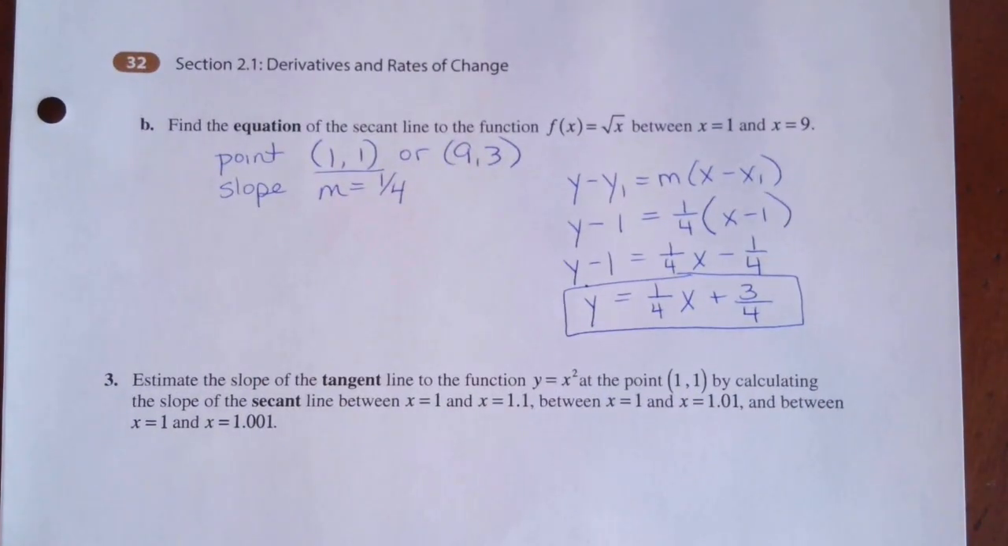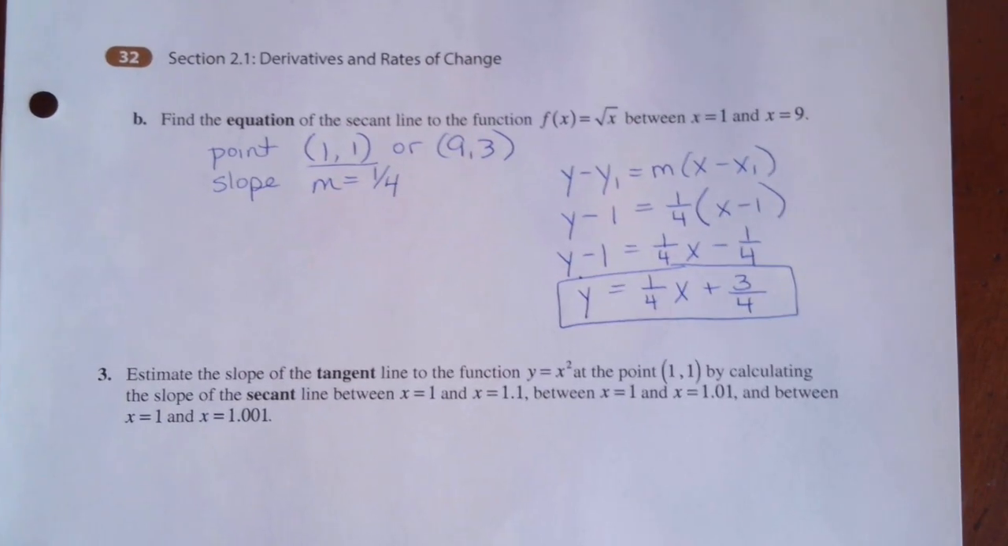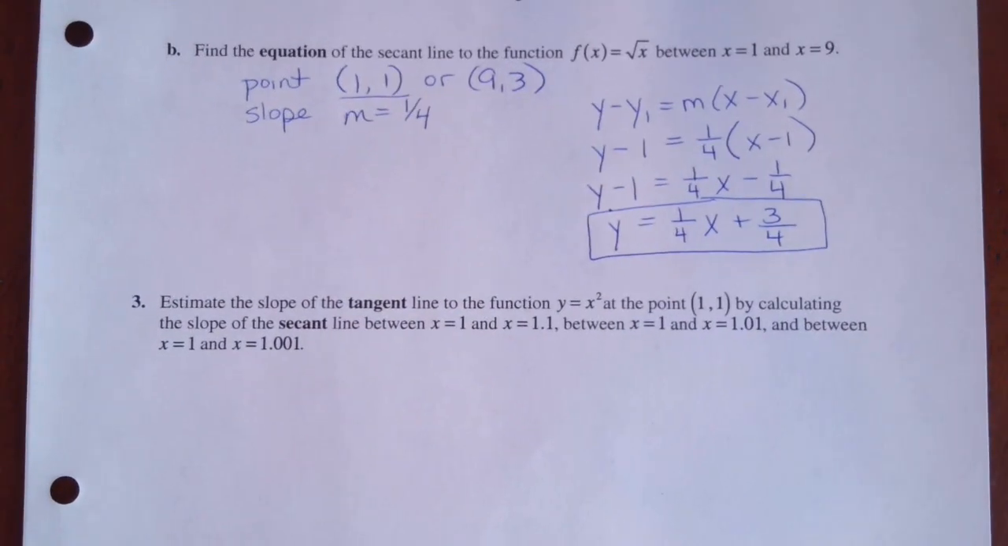Okay, all right. Now, number 3 says to estimate the slope of the tangent line to the function y equals x squared at the point (1, 1). And then it says do that by calculating the slope of a secant line between x equals 1 and x equals 1.1. And then we're going to do it again between x equals 1 and 1.01. And then a third time x equals 1 to x equals 1.001.